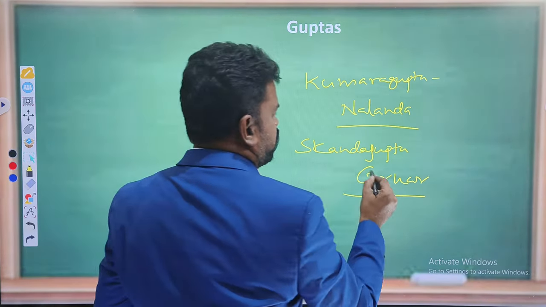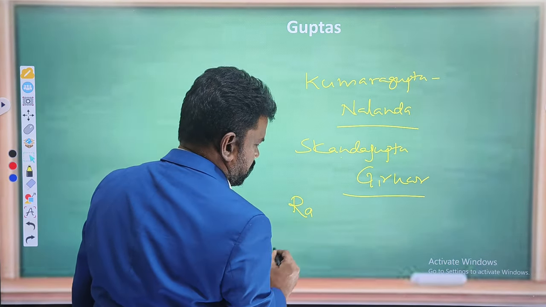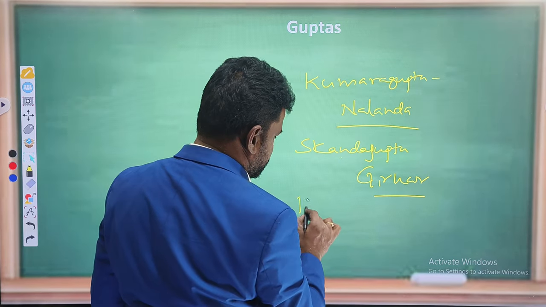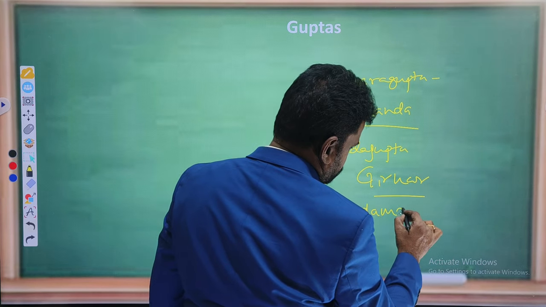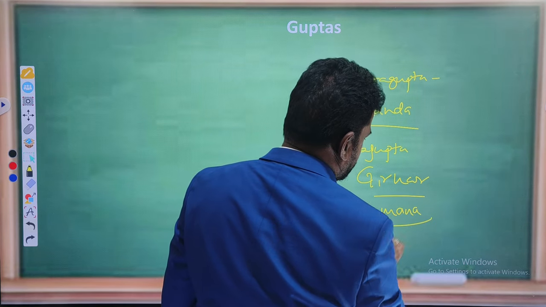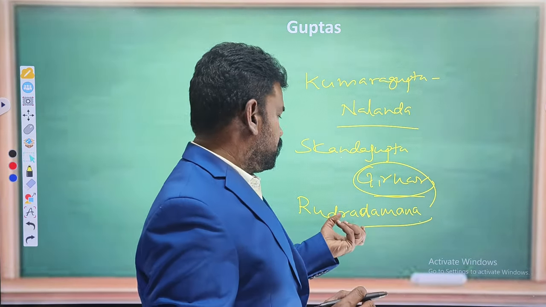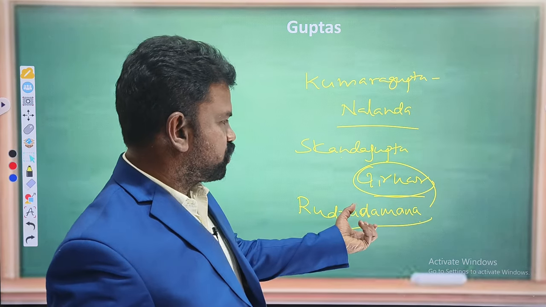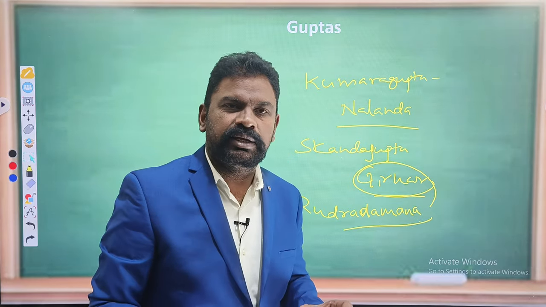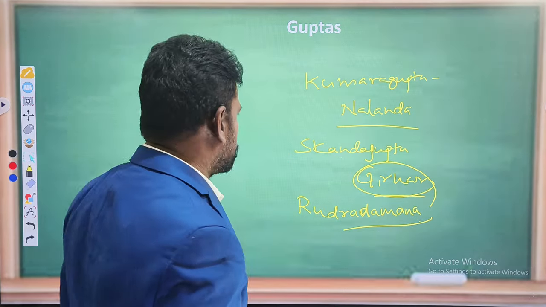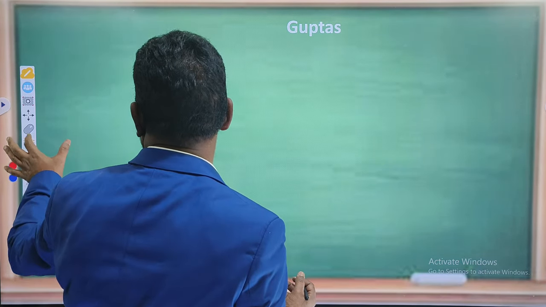Before Skandagupta, the Saka ruler Rudradamana also repaired the lake at Girnar, the Sudarsana Lake. He issued the first inscription, the Junagadh inscription, the first complete, fully Sanskrit inscription. So by 550, the Gupta period ended.